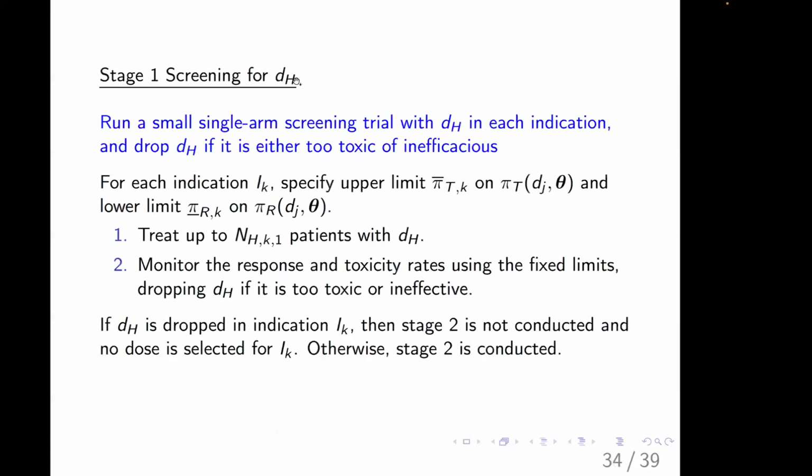So in stage 1, you want to screen for the higher dose. So you run a small single-arm trial with D-sub-H in each indication, and then you drop it if it's too toxic or inefficacious. And so the specifics for this is sort of obvious. And if you drop D-sub-H in an indication, then stage 2 is not conducted, and that's that. Otherwise, you go to stage 2. So in each of the indications, you could either just stop early and say, that's it, we're done, or say, well, no, this higher dose gets moved to the indication so we can have stage 2.